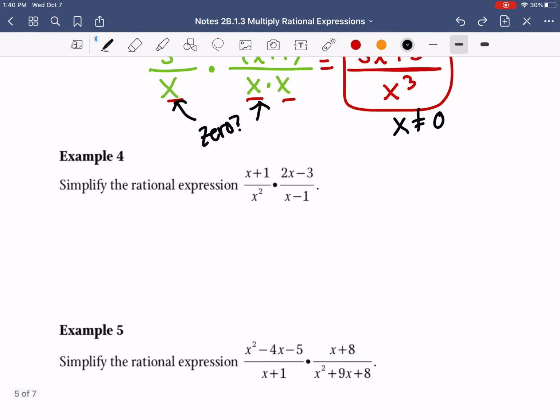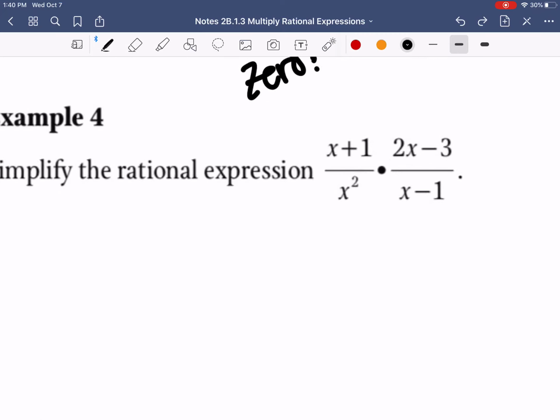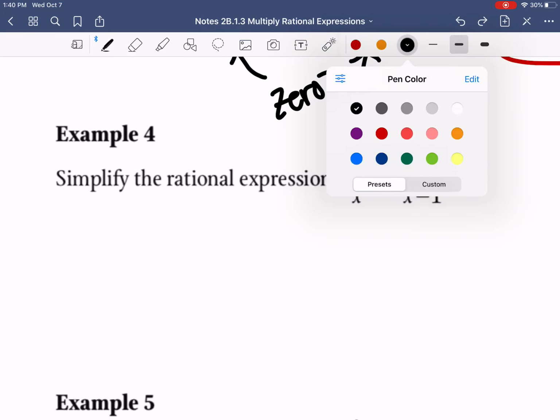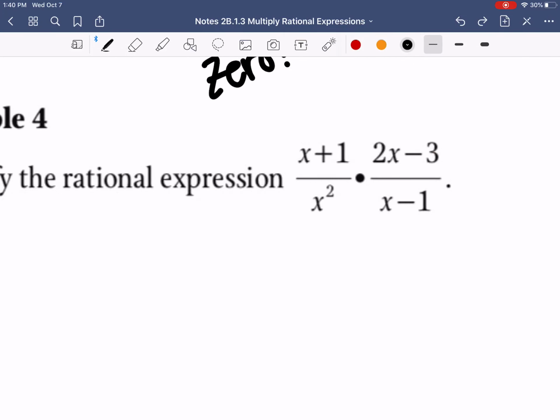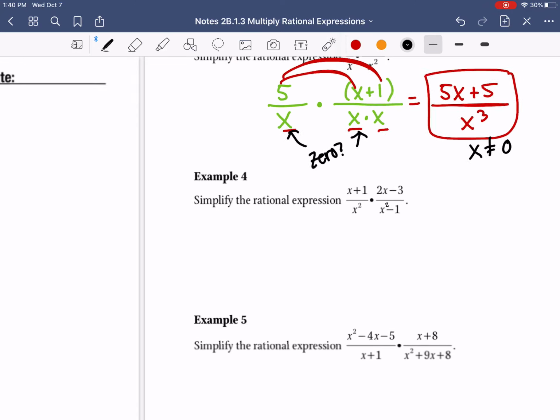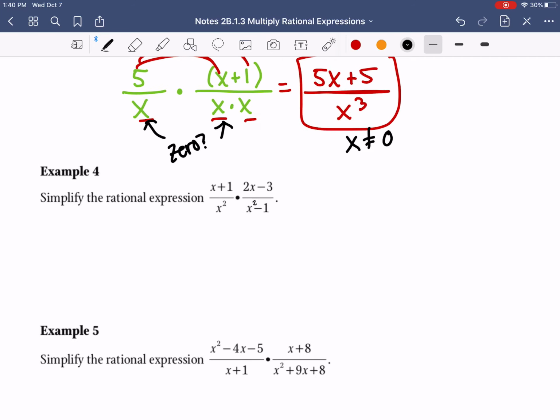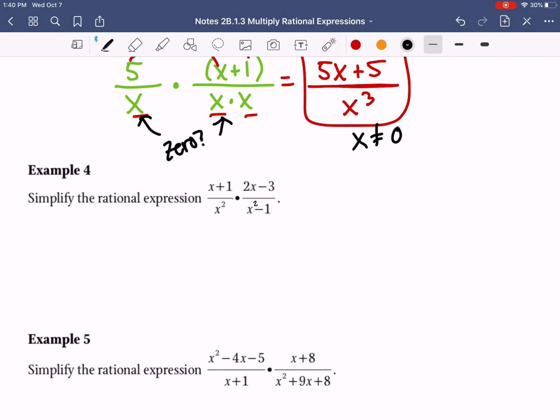All right, so for example number 4, I'm actually going to change it so we can make the problem a little bit more fun. We haven't had very many cancels. We're going to change this bottom right fraction to become an x squared minus 1. So just change that problem a tiny bit. Now it says x plus 1 over x squared times 2x minus 3 over x squared minus 1. So I'm going to go numerator by denominator and try to factor.